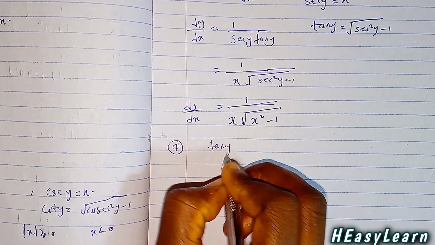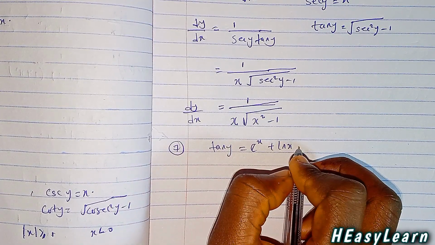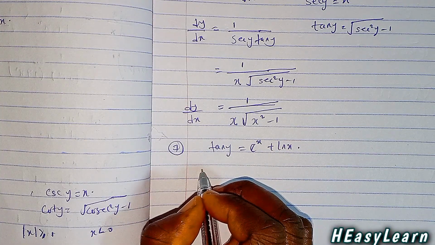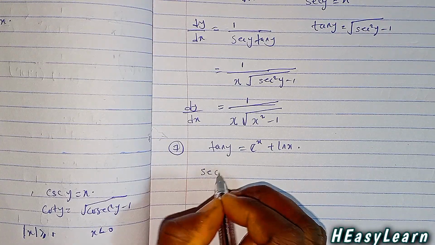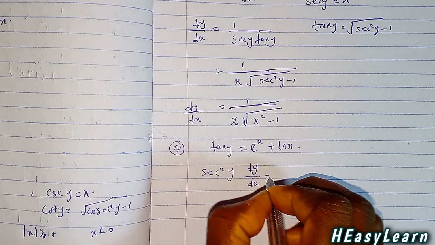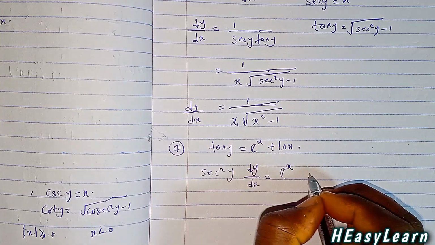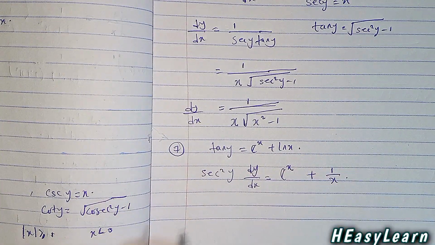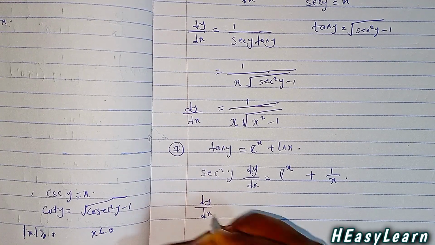Given the function tan y equals exponential x plus ln x, what type of function is this? This is an implicit function. Differentiate both sides with respect to x. What is the differential of tan y? This is sec square y dy/dx, equal to the differential of exponential x, which is exponential x multiplied by the derivative of the power. What is the differential of ln x? 1 over x. So from here, make dy/dx the subject of the equation.